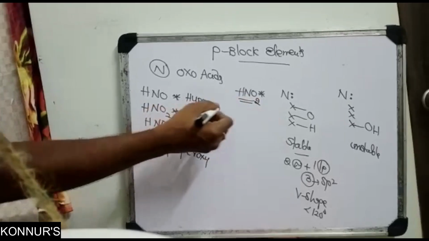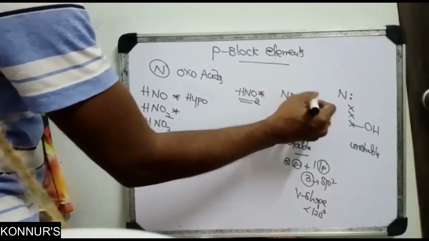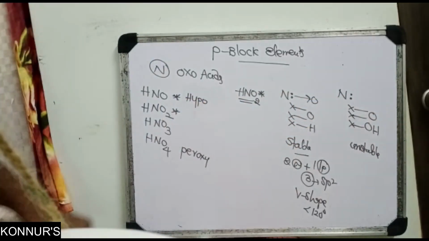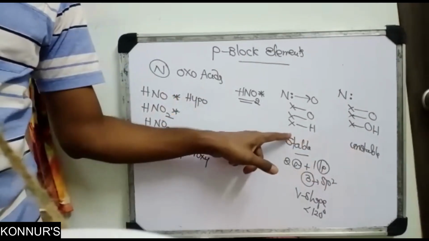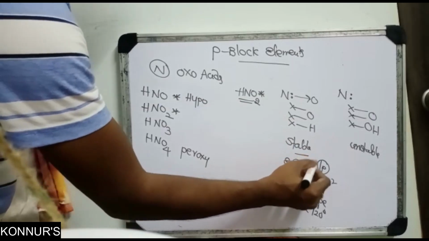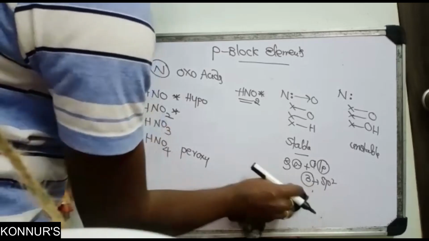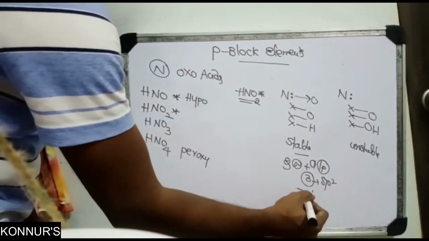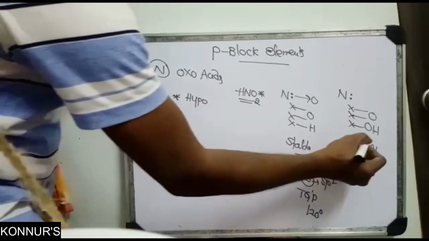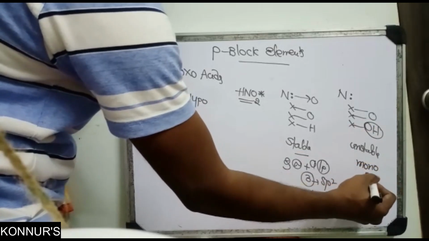HNO2, nitrous acid. Nitrous acid also has more than one structure, so you get two. This one is unstable and this is the stable one. Here there are 3 sigma bonds, 0 lone pairs, so 3 means sp2. The shape without a lone pair is trigonal planar, and the bond angle is 120 degrees. One OH group is present.